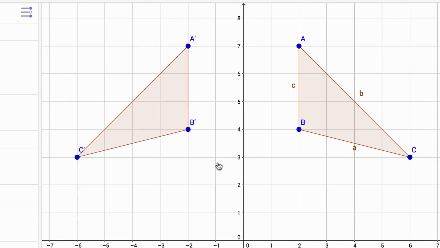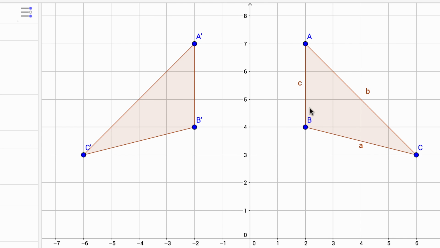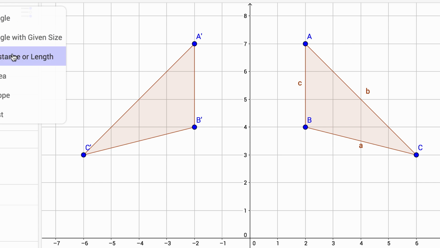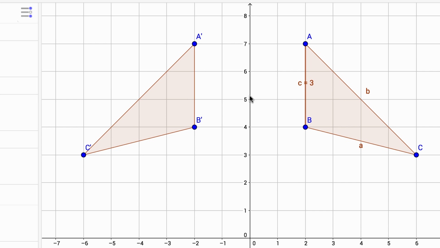Anyway, what we have is a reflection. We see how when I flip this over the y-axis, the before and after is still congruent. If I label this, this distance is 3, this distance is 3, this is 5.66, and so is that, and this is 4.12, and so is that. So a reflection is an isometry.